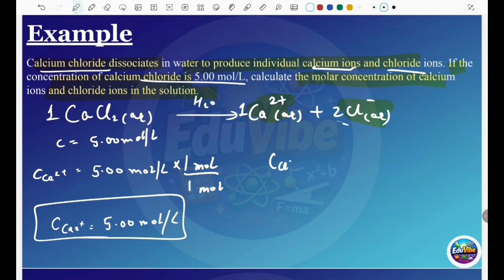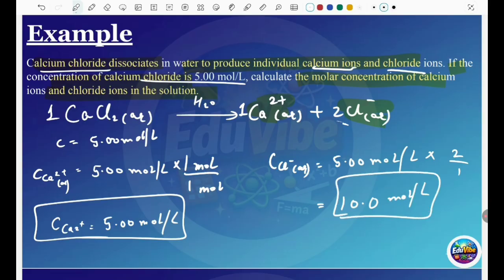For the concentration of Cl- aqueous, we again want 5.00 moles per liter, multiplied by coefficient required upon coefficient given, which is 2 upon 1 mole. You will get 10.0 moles per liter. So this is for the Cl-. That's two things you had to find, and we found them. Everything stays the same, but now we did it with concentration, which is easier.